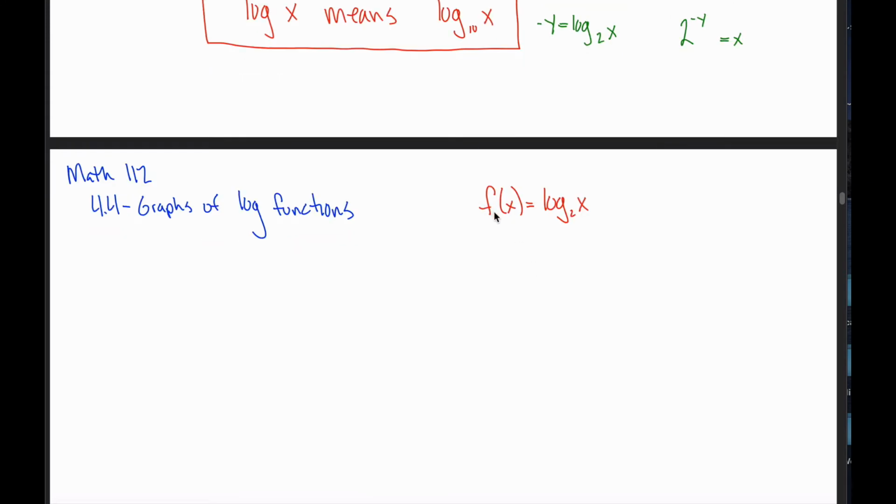Let's first consider this function f of x equals the log base 2 of x. And what I want to do is get some more information about the function. Specifically, I want to find the inverse of this function. So you remember back from 1.7 that the way we find the inverse of a function is a 4-step process.